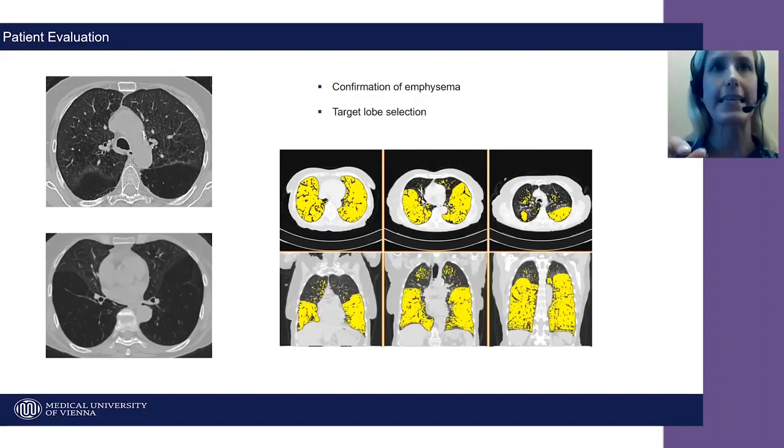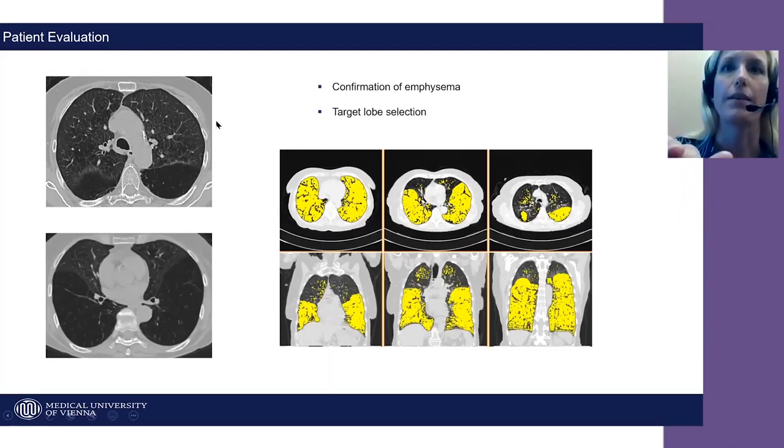Here in the CT scan on the left-hand side, you can see that the lower lobes of these patients are severely destructed by the emphysema, whereas the upper lobes are healthier.